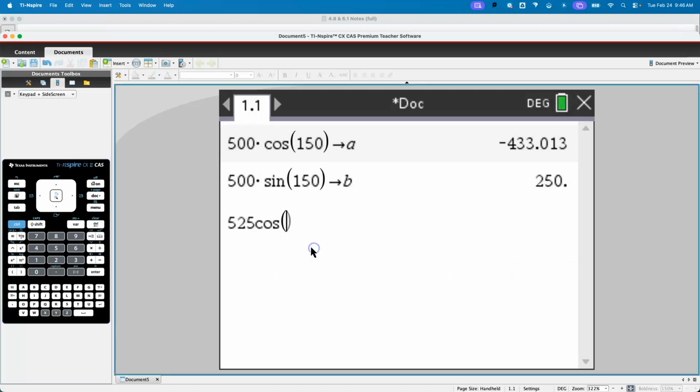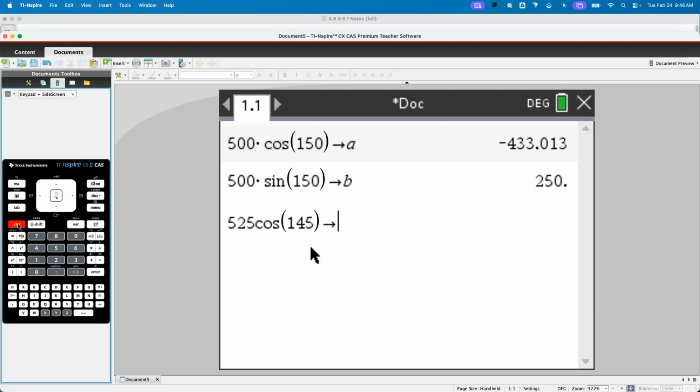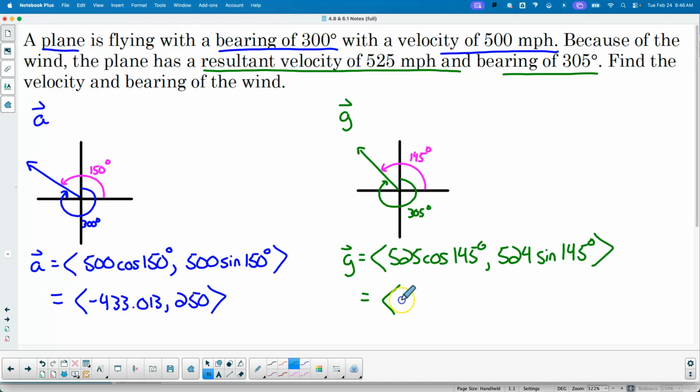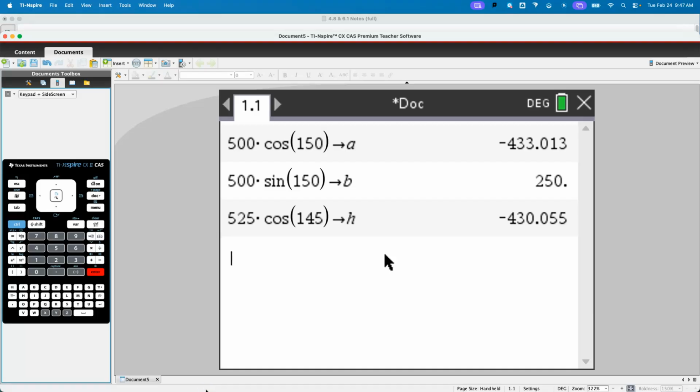525 cosine 145. Oh, forgot the H. Negative 430.301, 128.